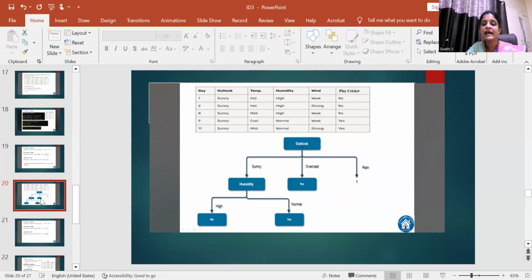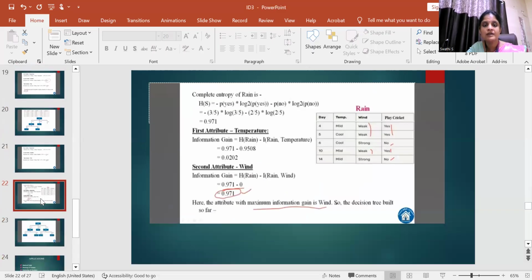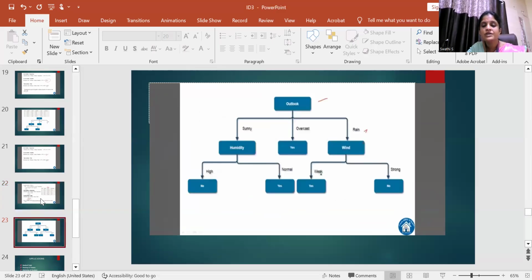So next, you have to calculate the value for rain. So here, by calculating the temperature, the value is 0.0202. The second attribute is wind, 0.971. We can ignore the humidity and outlook because we have already placed the humidity and outlook in the decision tree. So here, wind has the highest information gain. So you can place the wind under the rain. So this is the final decision tree.